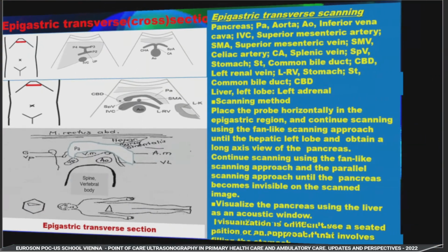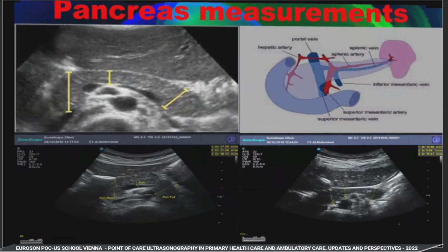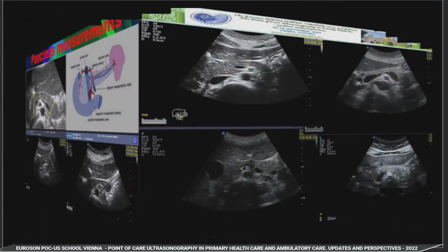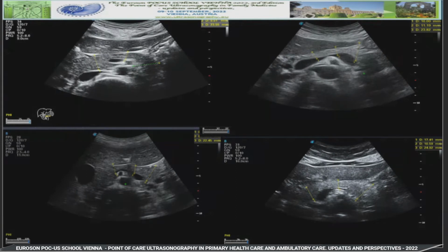You must know at every moment where you are with your probe, with your hand on the patient, and what you can find on the monitor, and you must have these landmarks. This is aorta, this is the splenic vein, this is mesenteric artery, this is the head and body and the tail of the pancreas. You must have in your mind the sono anatomy of the patient.